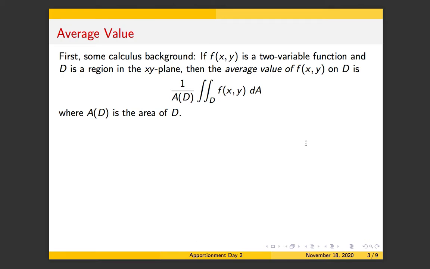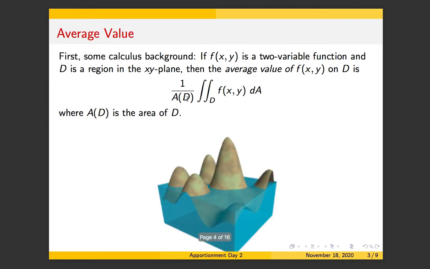So first, just a bit of calculus. If f of x y is a two-variable function and D is a region in the xy plane, the average value of the function on that region is defined like this. You take the integral of the function over the region, and then outside you divide by the area of that region. This is the average value of a function on a region, and the image you should have in your mind is something like this.